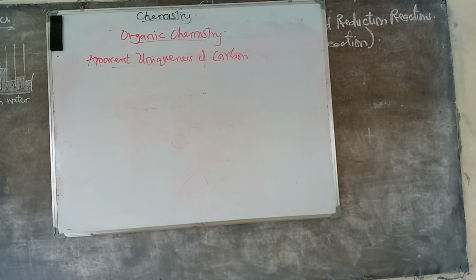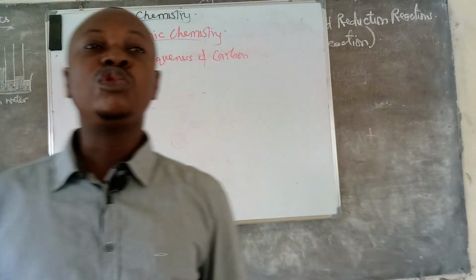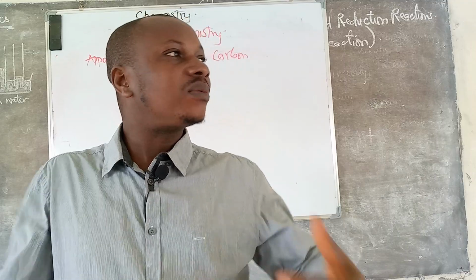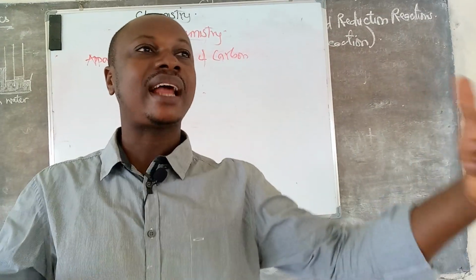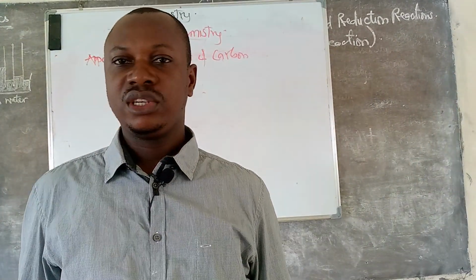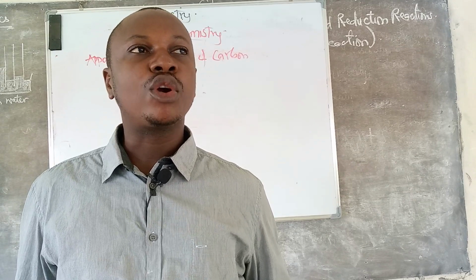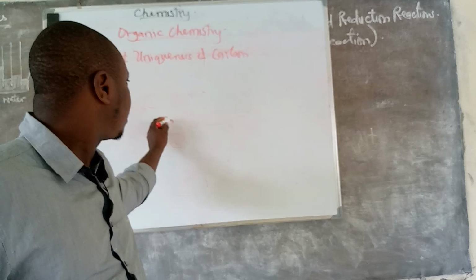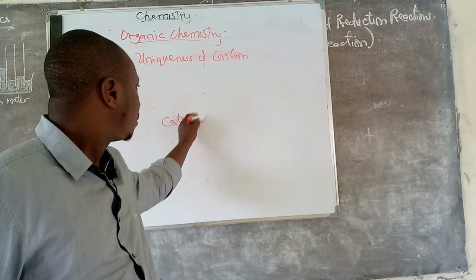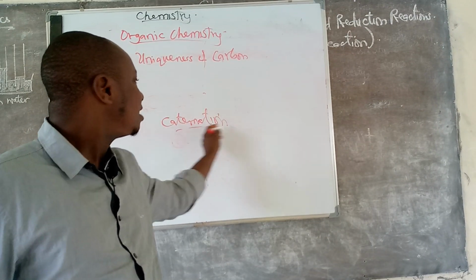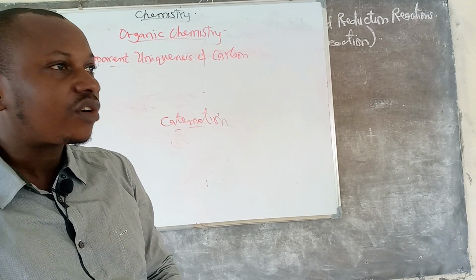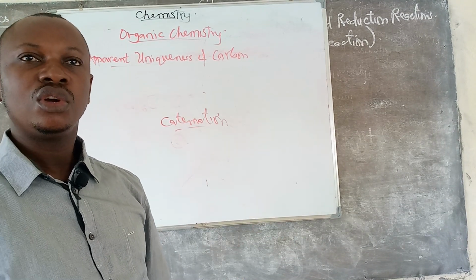Carbon has the ability to form ring compounds. It has the ability to form straight chain and highly branched compounds. And that is the term we call catenation. Catenation is the ability of carbon to form straight chain, ring compounds, and highly branched compounds.